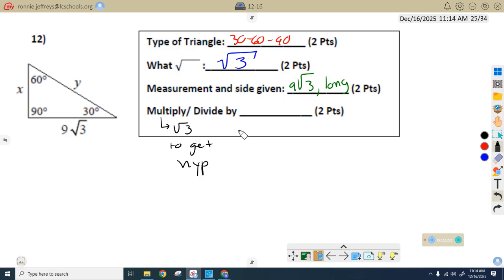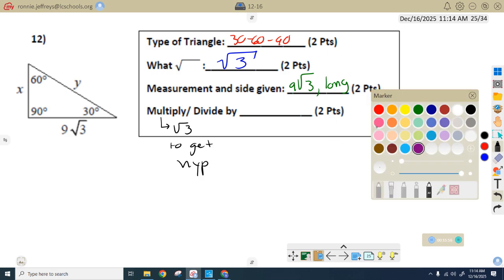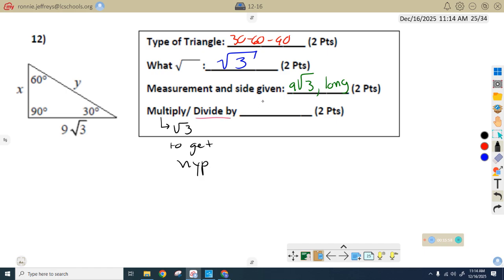And then we had to divide by 2 to get short.